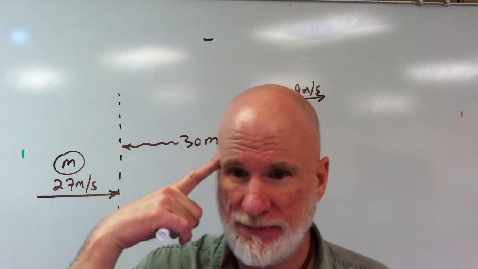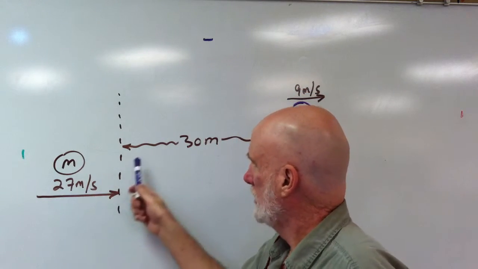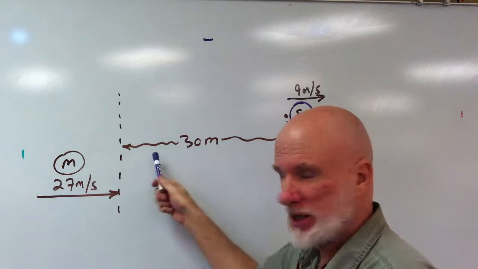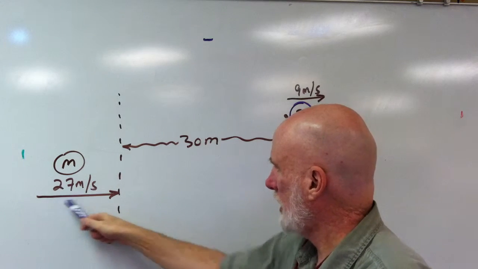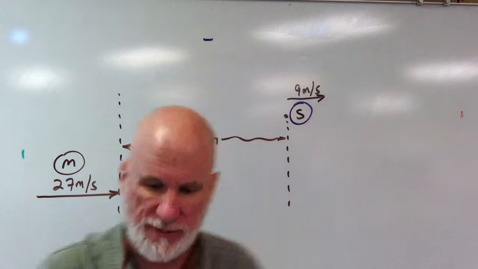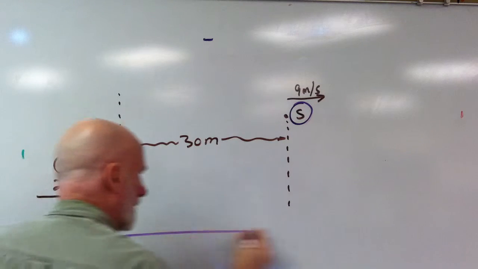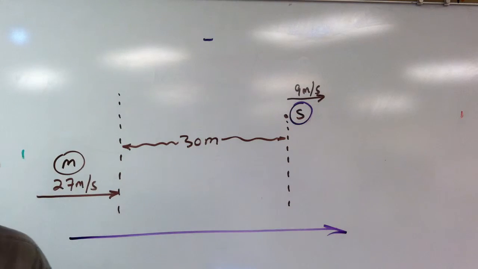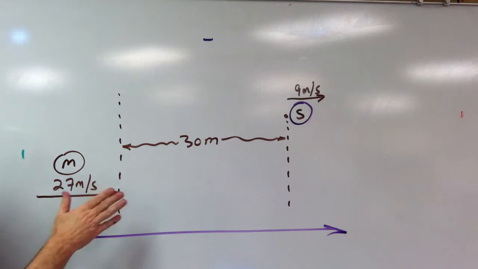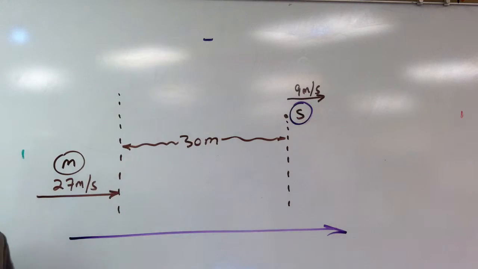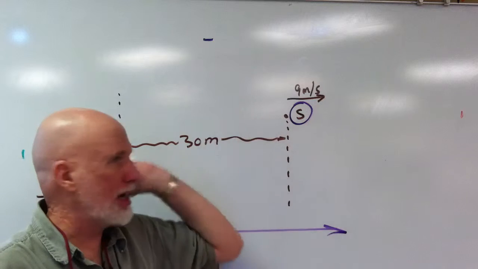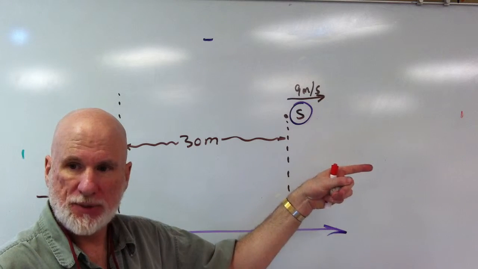Okay. You get it? Well, shouldn't that arrow be the other way? Well, that's just 30 meters. No, because I'm going this way. This is the direction of motion. That's the direction of motion. So M is going 20 meters per second that way, and S is going 9 meters per second that way.